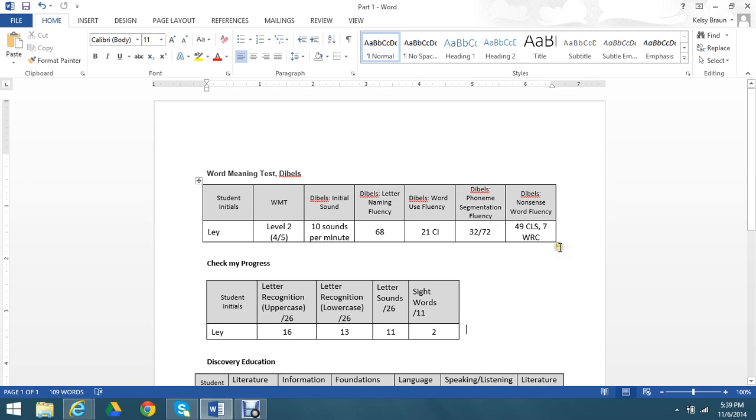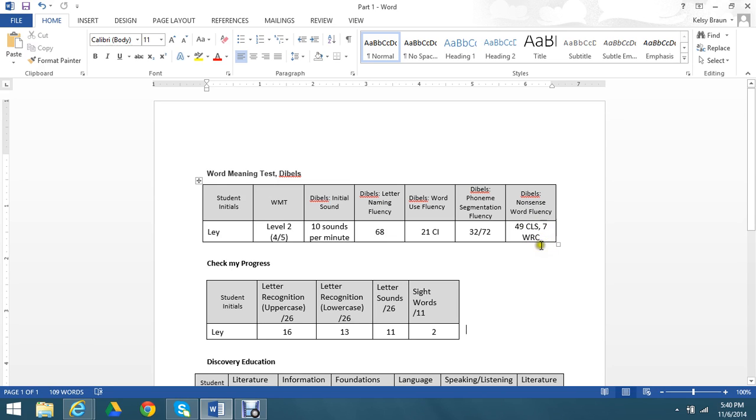And then this last part of Dibbles, nonsense word fluency. That means reading words that aren't really words, like hap, H-A-P. So being able to recognize those letters, saying those sounds, and putting them together. This is more difficult for kindergarten. This is what we are reaching towards, reading nonsense words like we see here. He has 49 CLS, which means correct letter sounds. This 49 is out of 144. So again, we're still working on making that number closer to 144 so that we do know he sees all the sounds and is able to start putting them together.